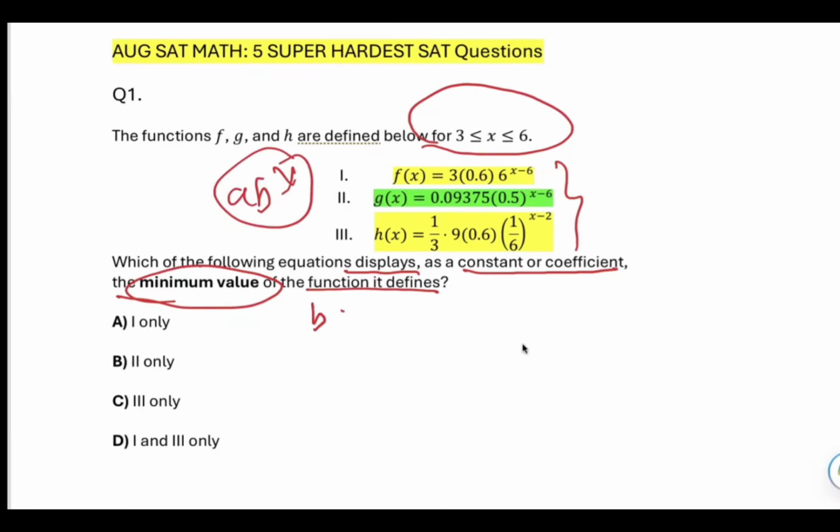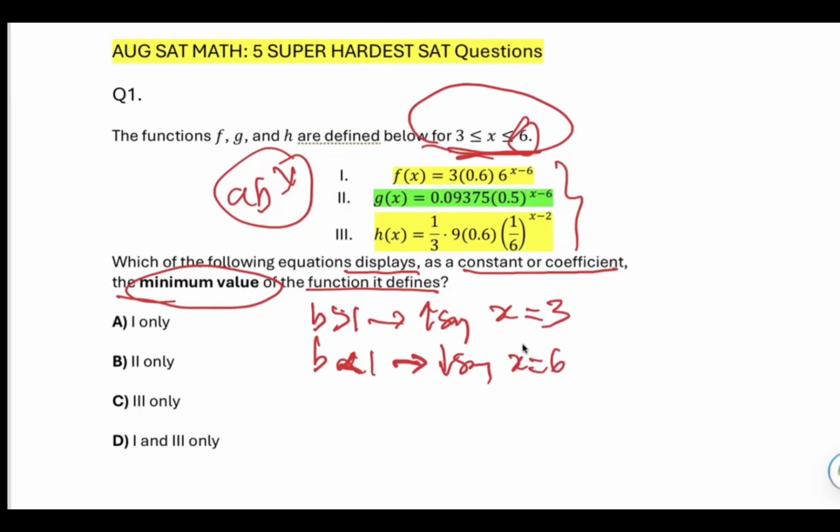If b is greater than 1, that means we are increasing. If we are increasing on the domain, the minimum value occurs at x equal to 3, the lowest one. If b is less than 1, that means we are decreasing. The minimum value actually occurs at the bigger number, x equal to 6. Now you substitute that information in the function they've given you, or you put it in Desmos. So let me show you the first one.